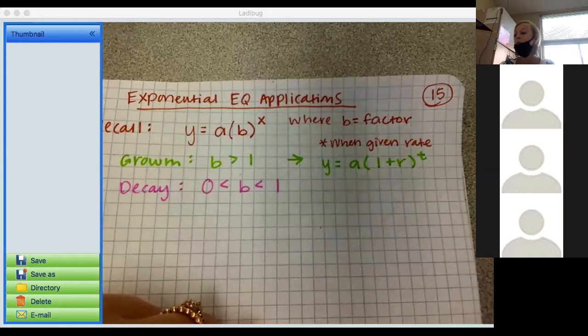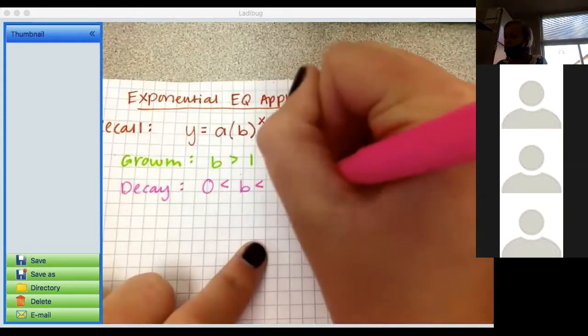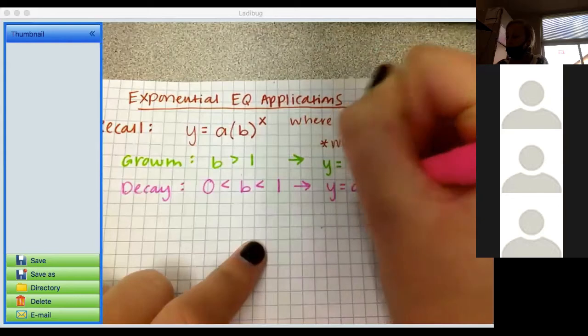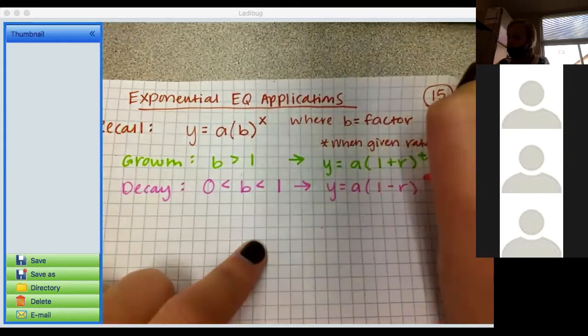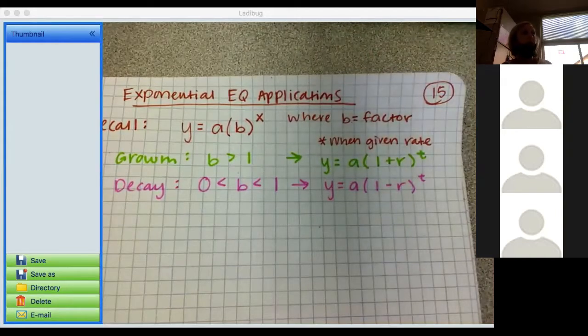Who remembers how to find the factor when it's decay and we're given a rate? What do we do? There we go. 1 minus r to the x, or the t. Just remember your independent variable for real life stuff is almost always time.